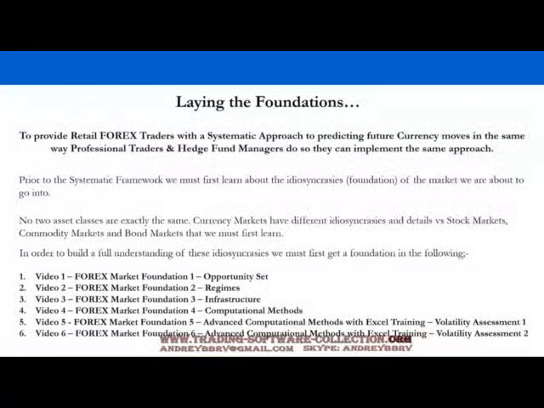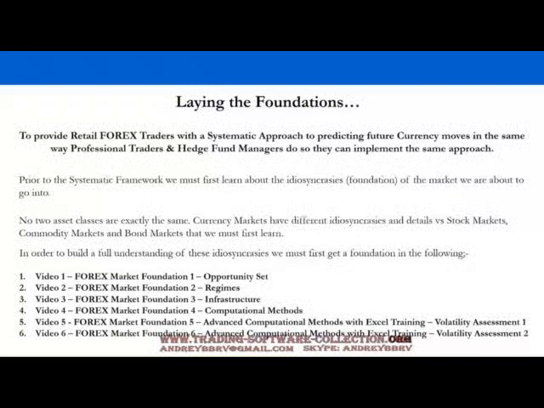So let's start the whole process and lay out the real objective here. The real objective is to provide retail Forex traders, so you guys, with a systematic approach to predicting future currency moves in the same way that professional traders and hedge fund managers do, so you can implement exactly the same approach and make consistent money from it over your lifetime.